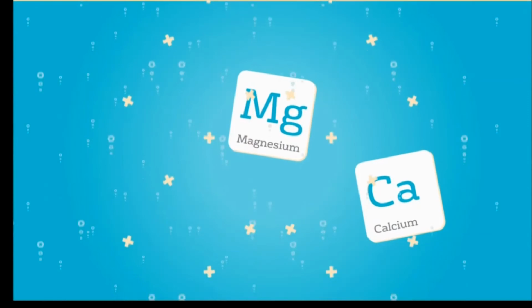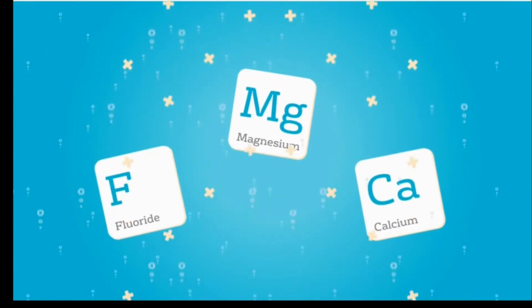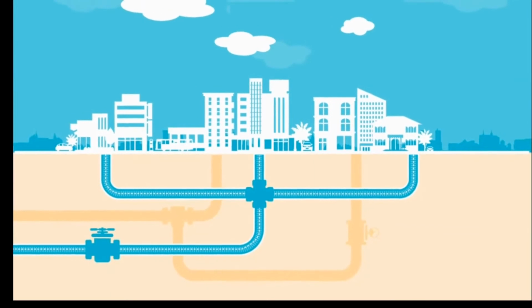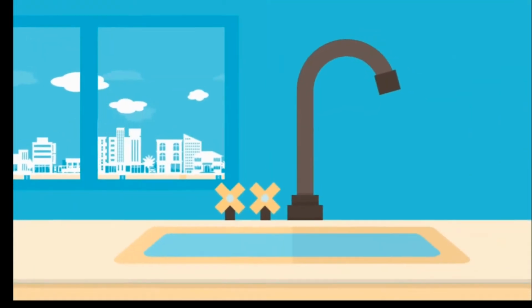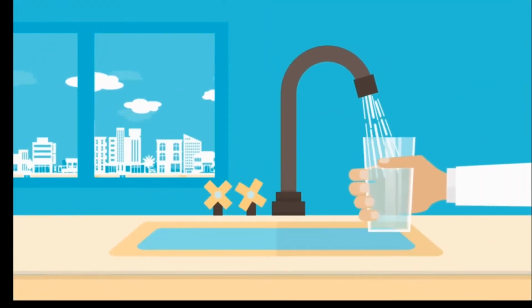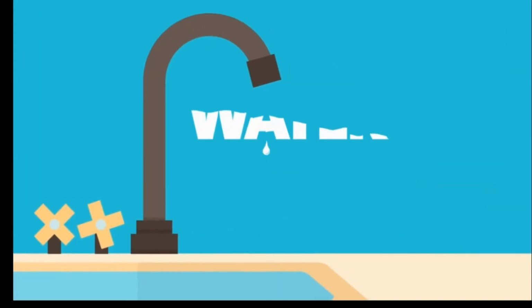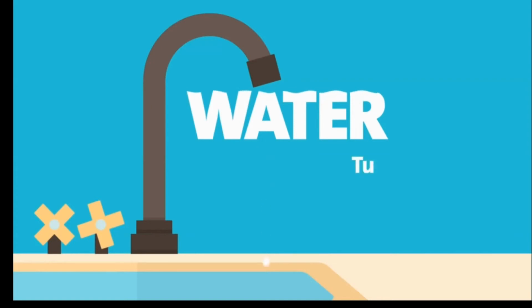Back in the plant, minerals like magnesium and calcium are added to the water, plus fluoride to help reduce tooth decay. Now the water is pure enough to drink. The water quality is checked every day in our laboratory. Water is a precious resource that we all need to conserve, and there are small things that you can do to make sure it's not wasted.